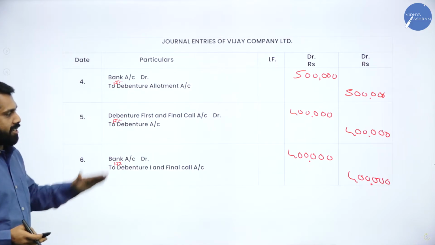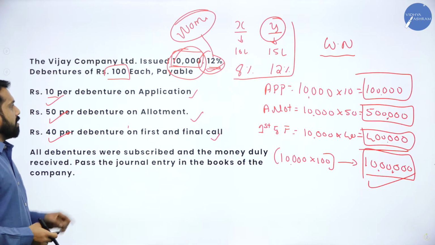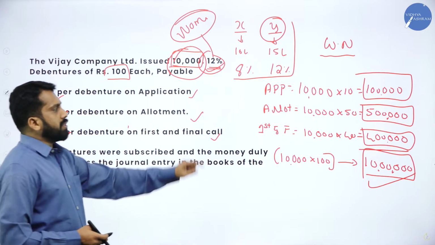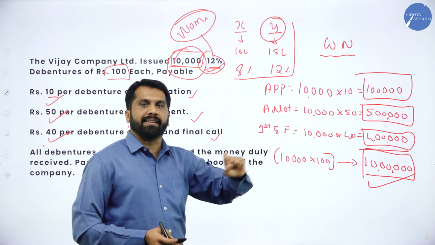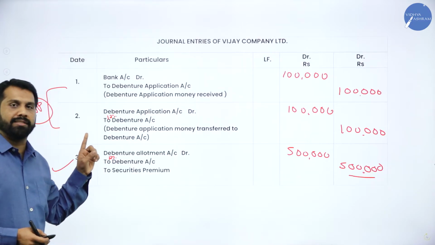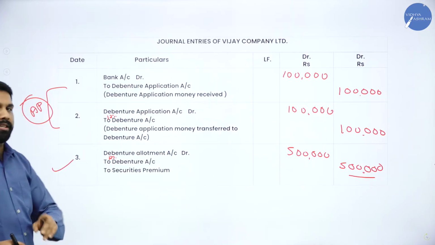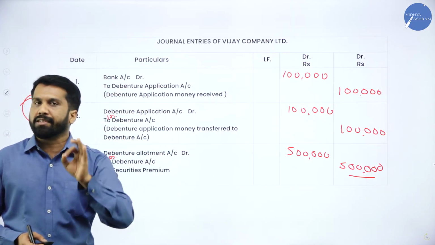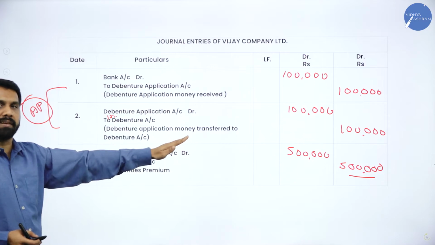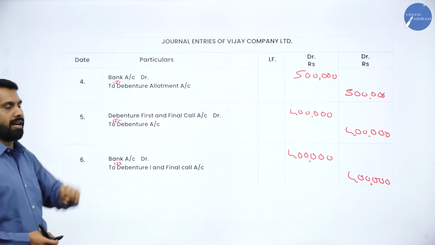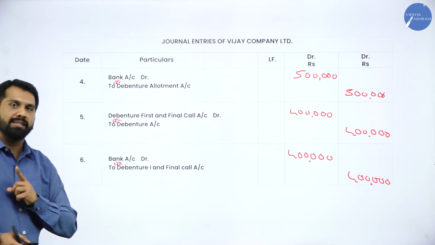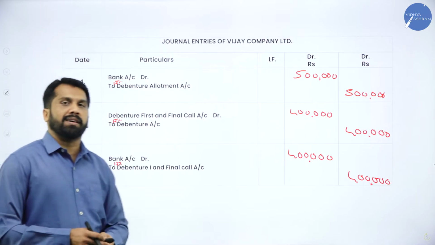Now, I'll revise once. This will be your question. In this, you have application, allotment and first call. You have to do the working note. Individually, you have to multiply and write down the numbers. Once it is done, go for your journal entries. As I told you in the first session, same journal entry, copy, paste. For application, 2 journal entries, amount will be same. Allotment, 2 journal entries, amount will be same. First and final call, 2 journal entries, amount will be same. So, this is all about your 6 marks question.